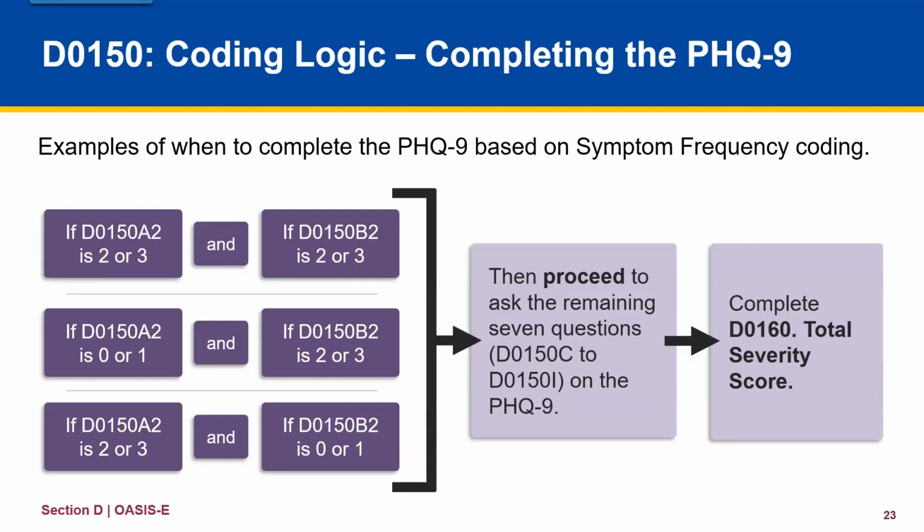There are a few other scenarios for when you would complete the remaining 7 questions and complete D0160 total severity score. So if D0150 A2 and B2 are both scored as a 2 or a 3, or if either are scored as a 2 or a 3 and the other is scored with a 1 or a 0, then you would ask the remaining questions and complete D0160 total severity score.